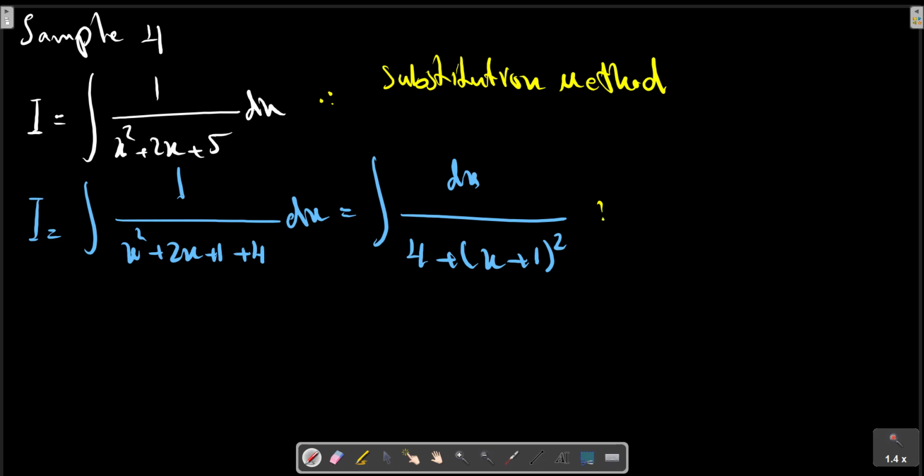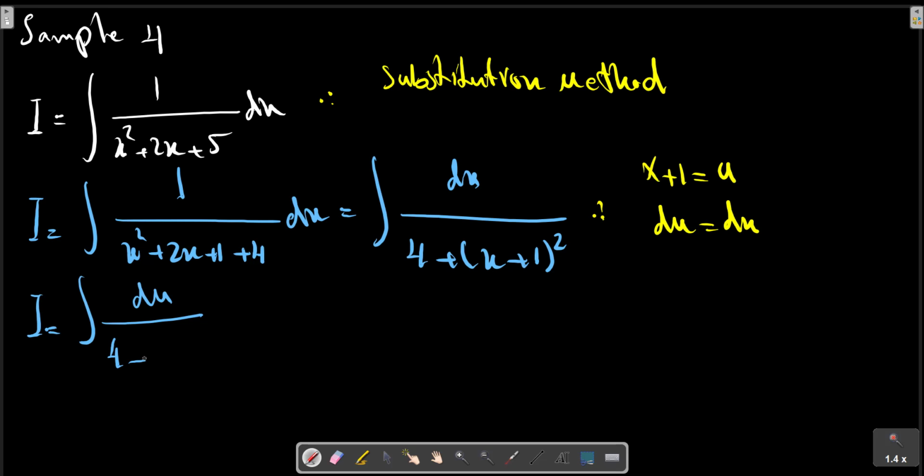With substitution u equals x plus 1, du equals dx. Our integration becomes du over 4 plus u squared.